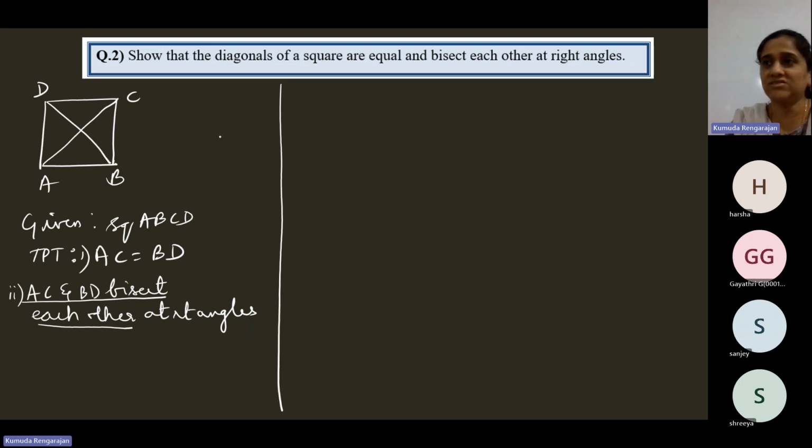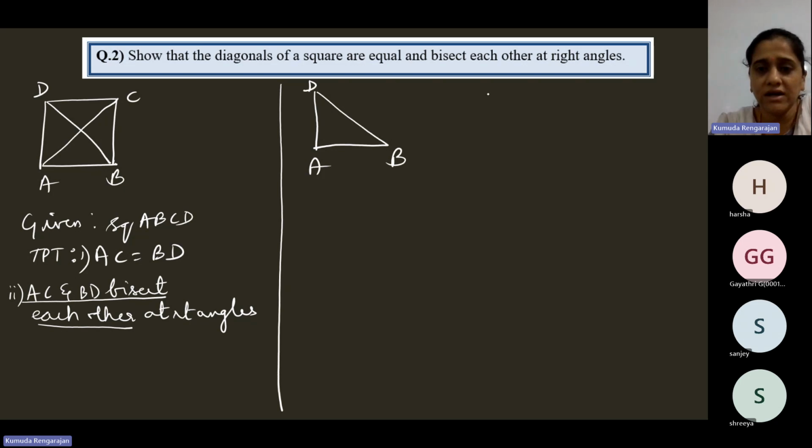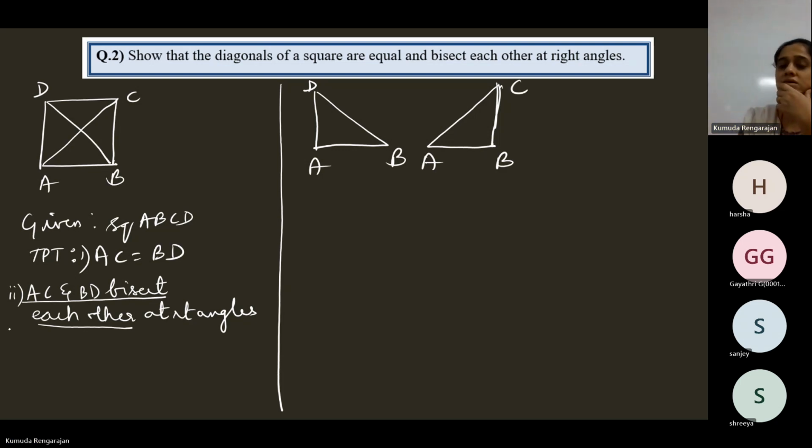So coming to proving that AC is equal to BD, you'll have to take up two triangles which have those sides. The first triangle has which side? A, B, D. It has BD. And this triangle, A, B, C. Correct? DAB, CBA. Why do we take up these two triangles? Because this triangle has BD and this triangle has AC, and we have to show that they're equal.